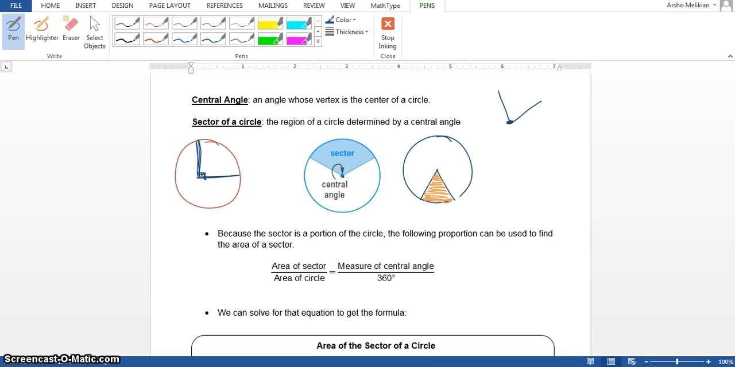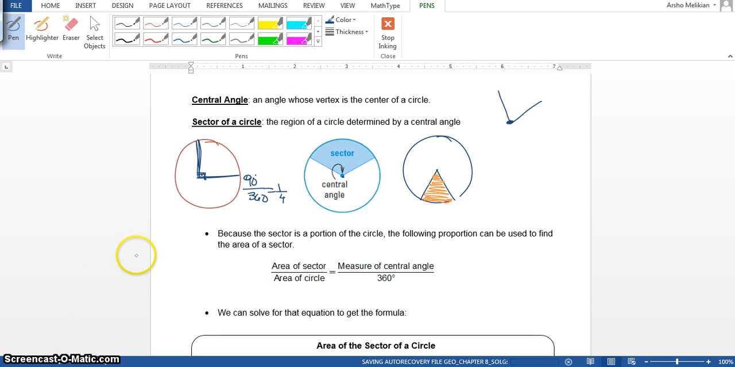This angle is only part of the entire 360. Now, I drew this angle to be 90 degrees. How much of the full 360 is that? 90 of the full 360. It's a quarter. So the angle is a quarter of the full 360.